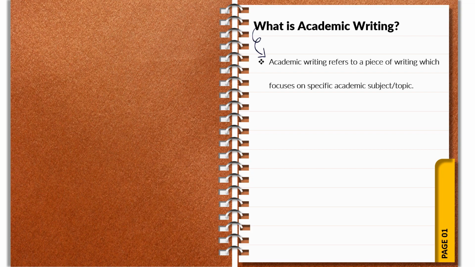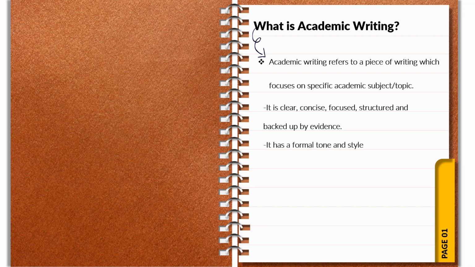Now, to answer your questions in mind and help you understand this lesson, let us talk about academic writing. What is academic writing? Academic writing refers to a piece of writing which focuses on specific academic subject or topic. It is clear, concise, focused, structured, and it is always backed up by evidence.